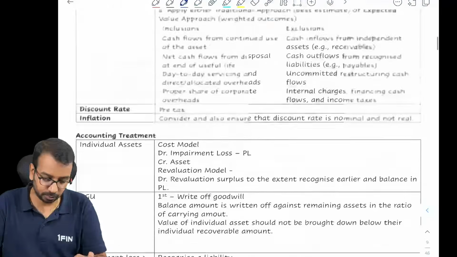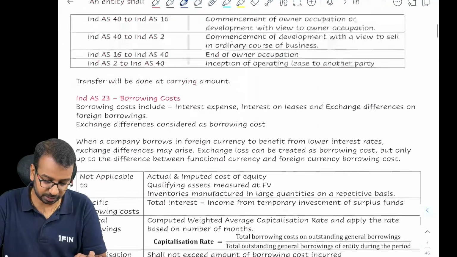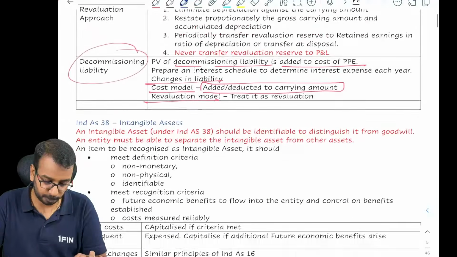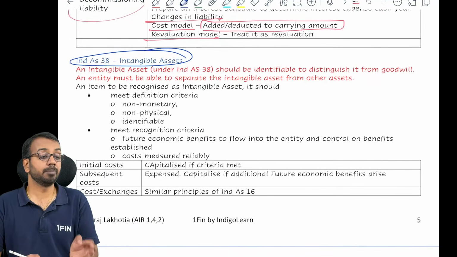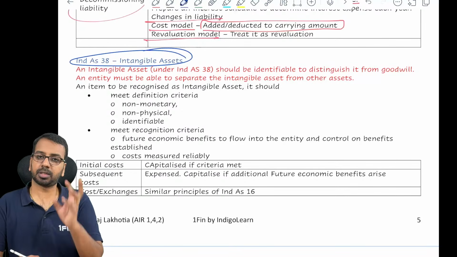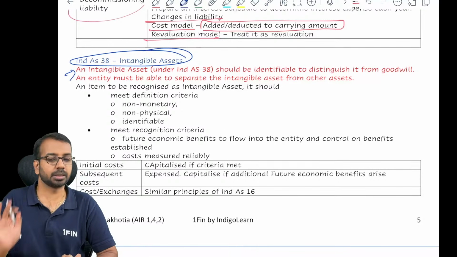Okay, then moving to Ind AS 38. As far as Ind AS 38 is concerned, the recognition criteria is important. For theory questions, recognition criteria is very, very important. So you will have to write down what is the recognition criteria.